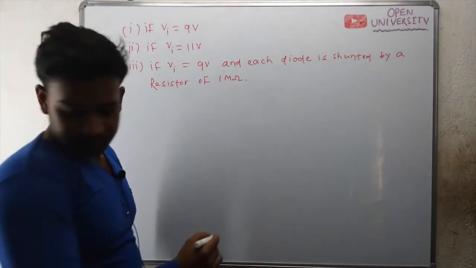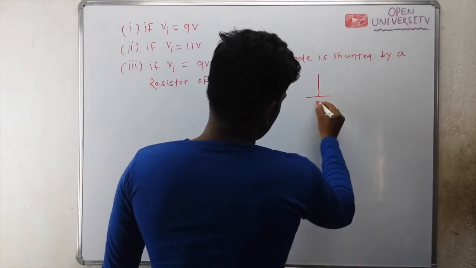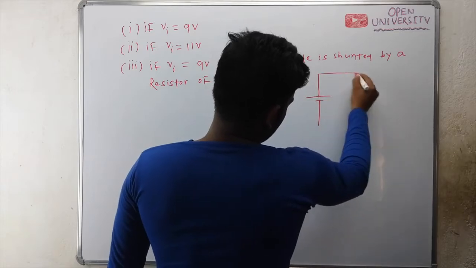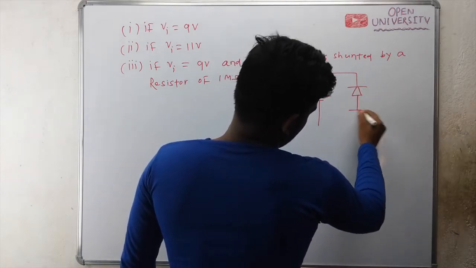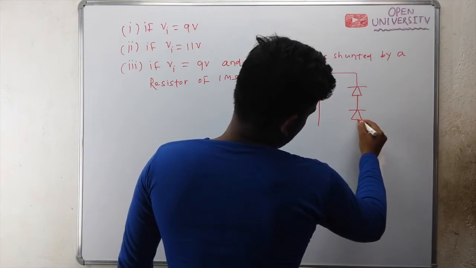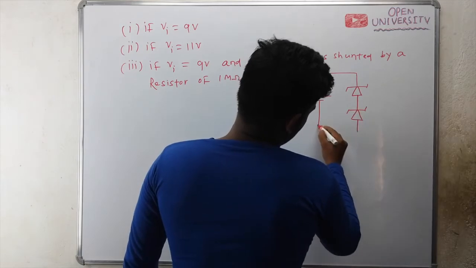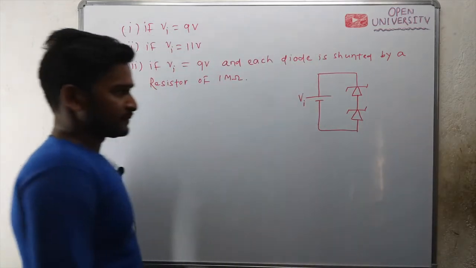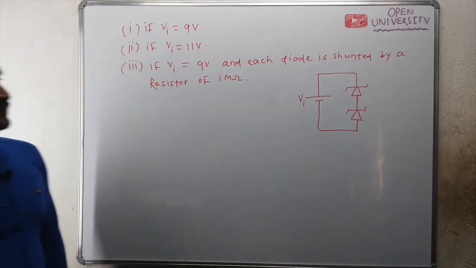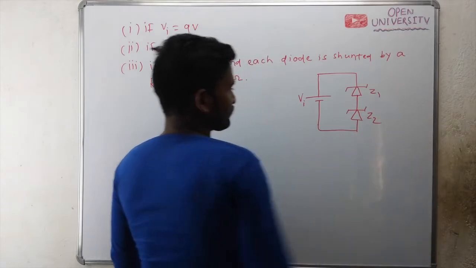Okay, see, this is your circuit given. This is your input voltage. This is your Z1 and this is your Z2.